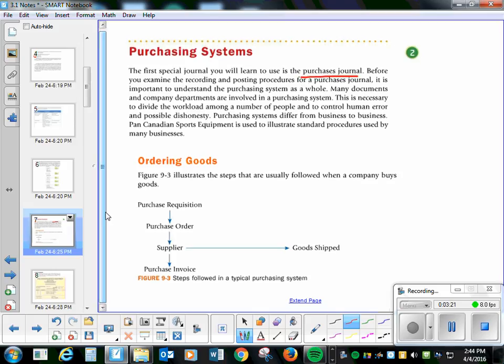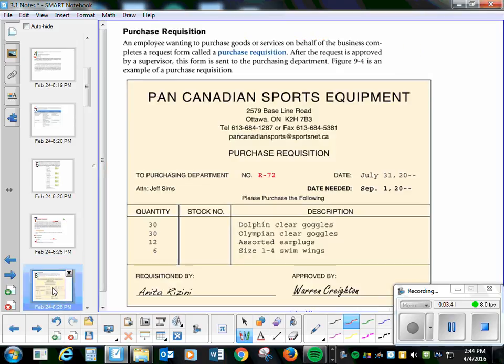So when you're ordering goods, there's a purchase requisition saying this is what I want to purchase. Then there is the purchase order. You go ahead and actually purchase it. It's sent to the supplier. The supplier ships the goods to you, and you receive a purchase invoice once you've received the product.